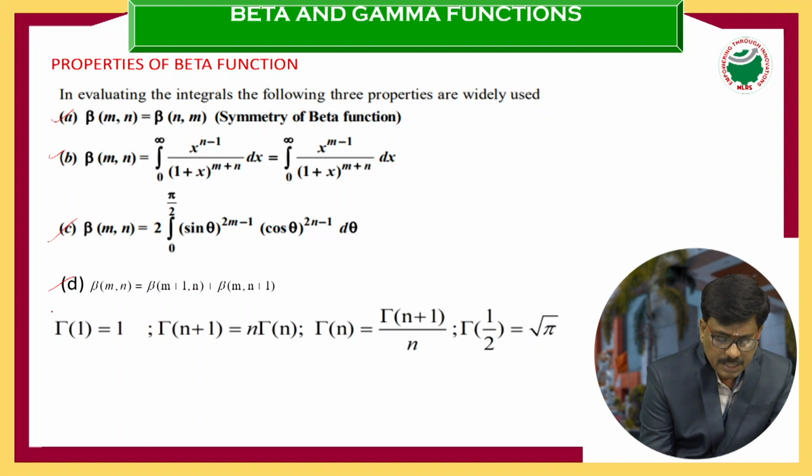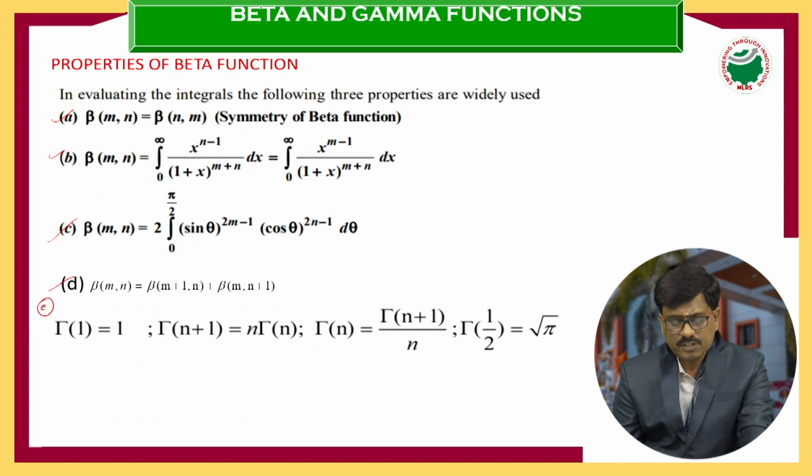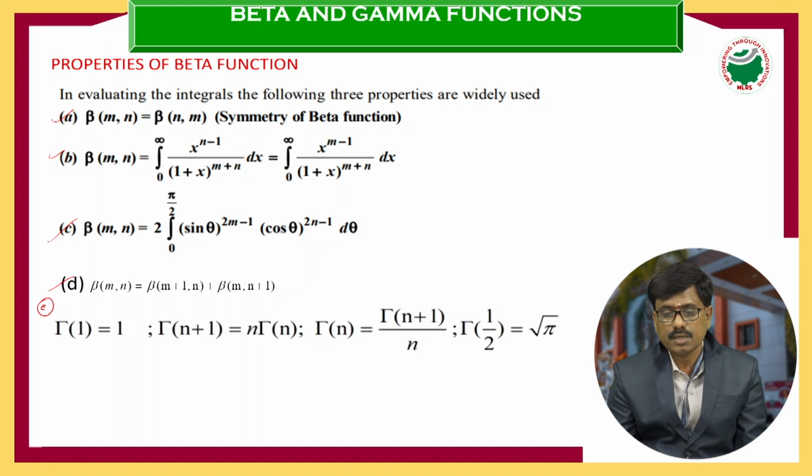Like the next property, I can say gamma of 1 equals 1, and also gamma of n plus 1 can be written as n into gamma n, or I can write gamma of n equals gamma of n plus 1 by n. And one more property, gamma of 1 by 2 equals root pi. These are the basic properties.